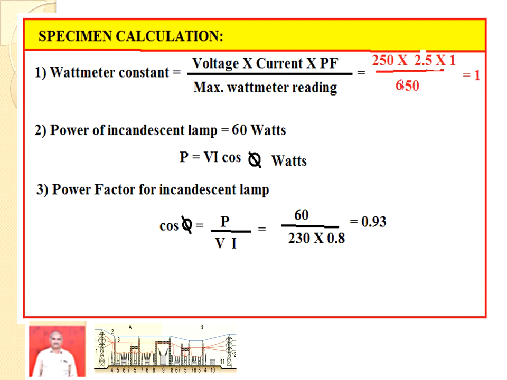Number 2, power of the incandescent lamp. Power we measure directly from the wattmeter, it gives 60 watts. Number 3, power factor for the incandescent lamp. In a single phase AC system, we know that power equals VI cos phi. Therefore, power factor equals P divided by VI. You substitute all the values, then you calculate the power factor. One formula you can show like this as specimen calculation. The remaining calculations are entered in the tabular column.